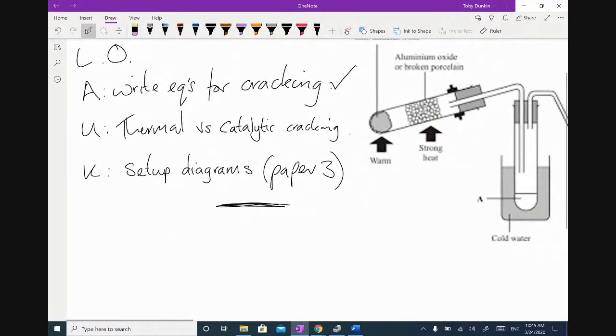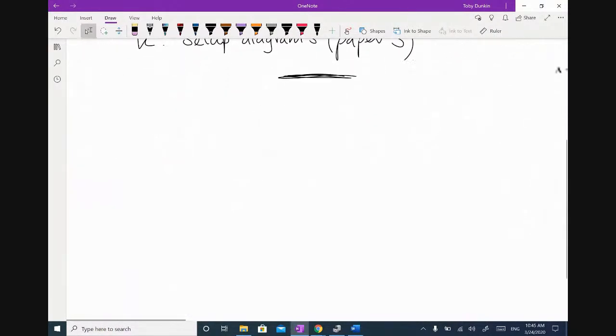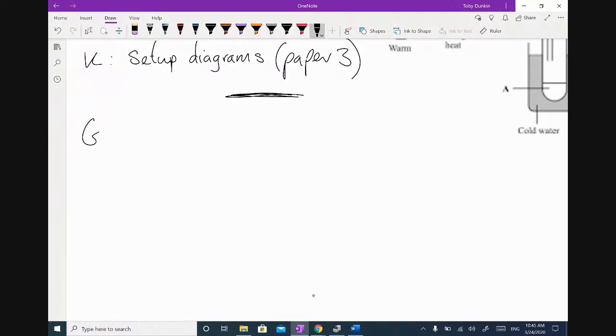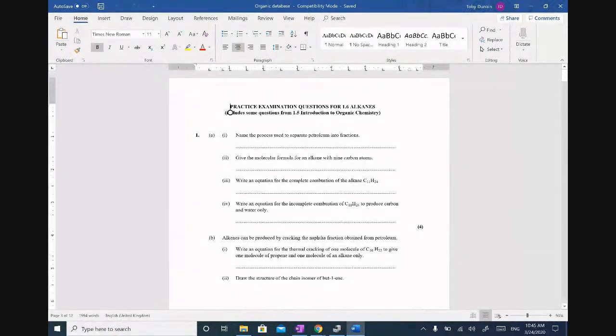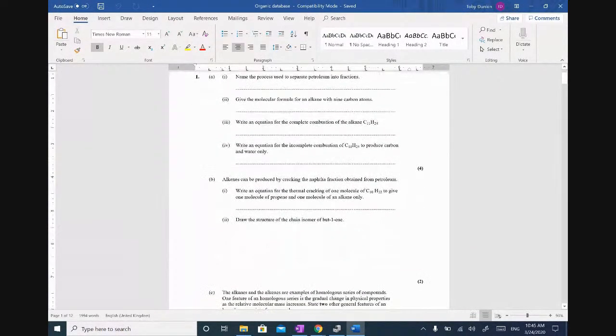Okay, so let's do some writing equations for cracking. This is technically GCSE Chemistry, and we can do cracking equations. I just want to show you that these do come up on a regular basis. So this is just a booklet of AS level organic questions.